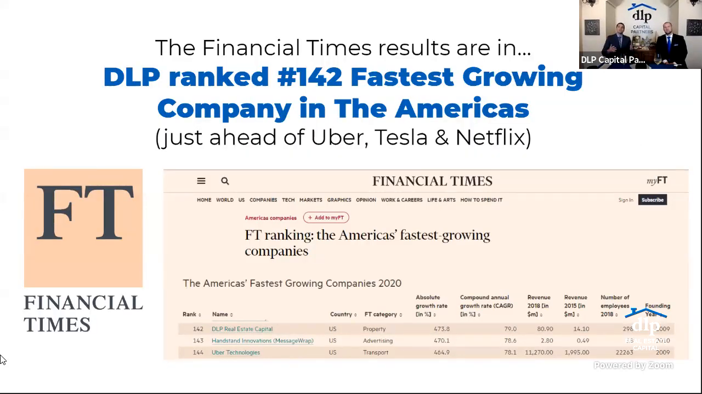That growth has continued here recently. We were just named a few weeks ago by Financial Times as the 142nd fastest growing company in the Americas, ahead of Uber, ahead of Tesla, ahead of Netflix. We grew by 473% in the past 3 years alone.